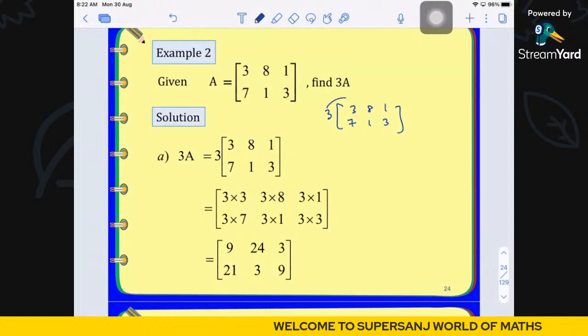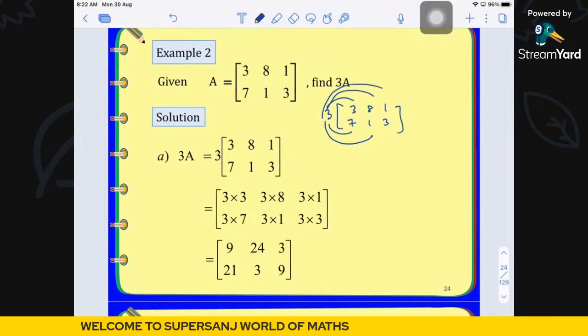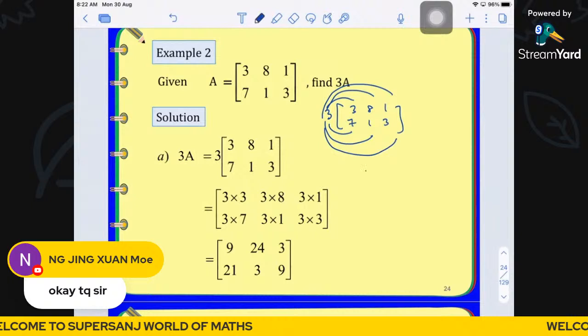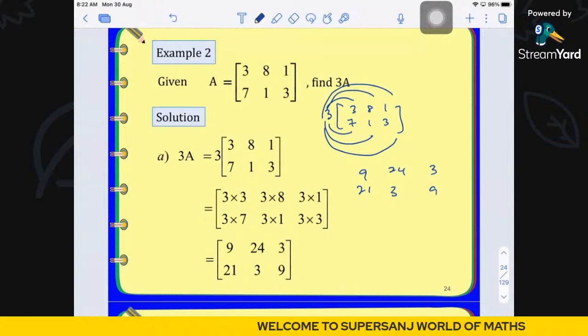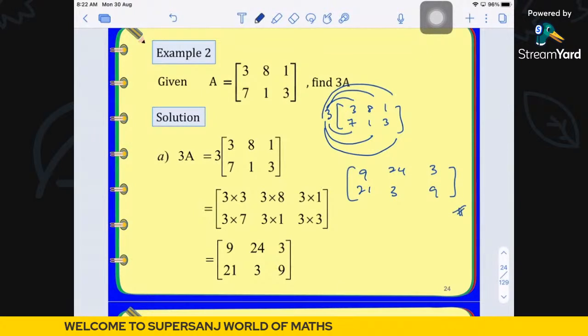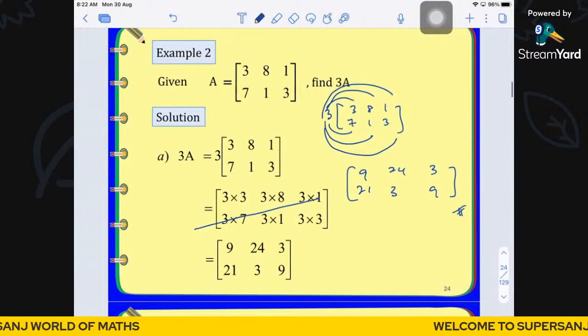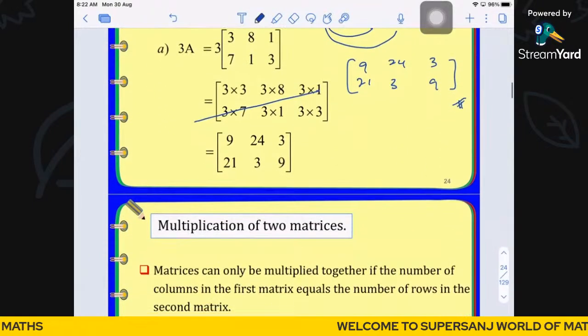That's it, done. Of course, no need to show all these lines, but we have to know what is going on over there. So that's why I explain to you all in a bit more detail. Of course, a scalar can be a negative number also. It can be a negative constant also.